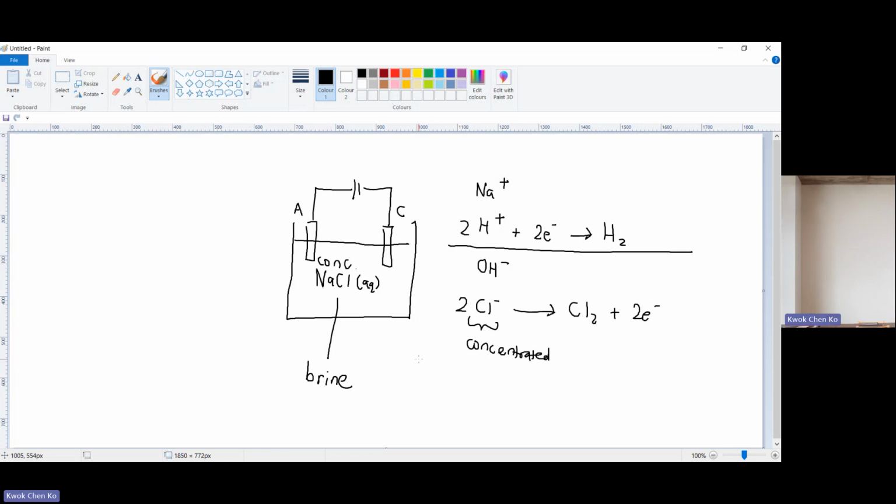You'd better know this word. They can also ask you, why use graphite electrodes? That's the answer: you do not want it to react with anything, like electrolyte, products, or reactants. And of course, they have a high melting point. You don't want the whole thing to melt halfway, right? Especially molten sodium chloride is high temperature. Don't forget.